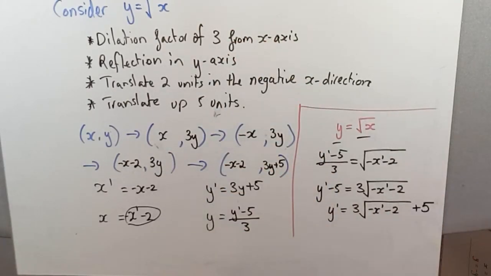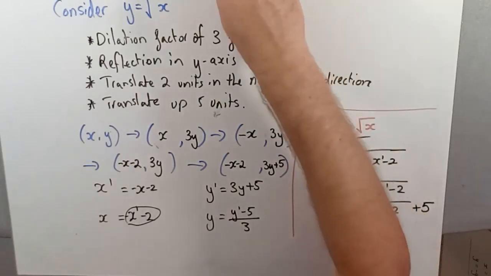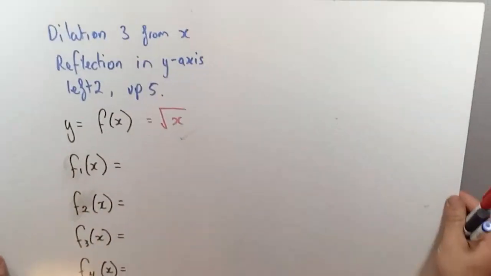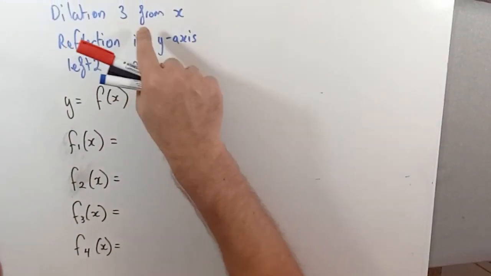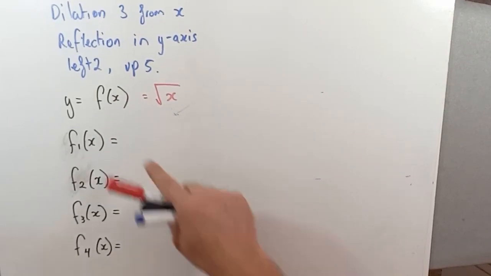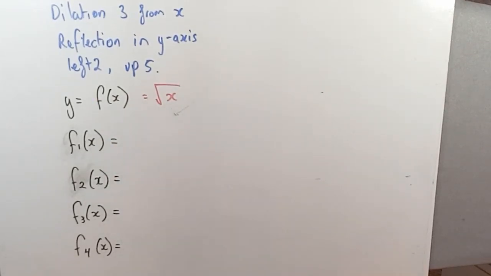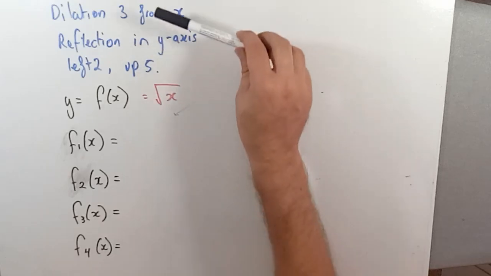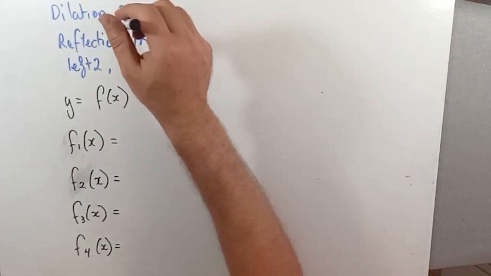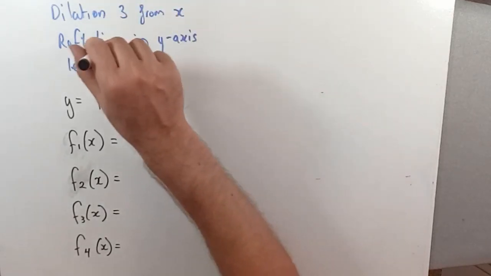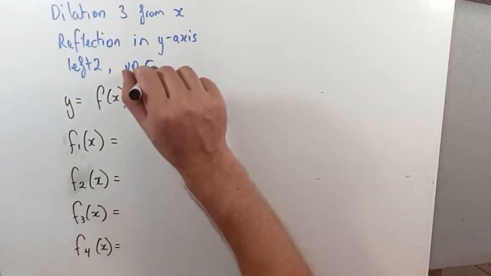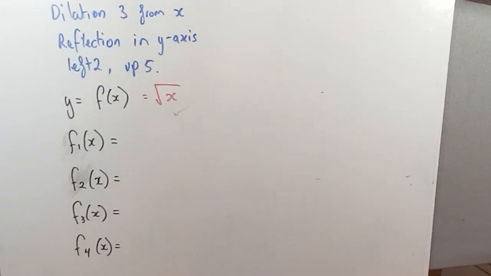Using this step-by-step process, you can never really make a mistake. However, I am going to teach you how to do it by inspection as well. At the very least, that'll help you check your answer. So we're going to start with this graph, or in function notation at the very least. This is exactly the same as what I had on the other board: dilation by 3 from the x-axis, reflection in the y-axis, left 2 and up 5. We're going to go in that order.